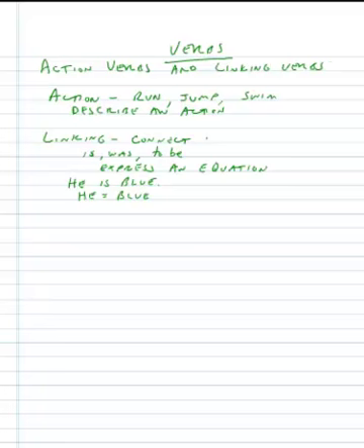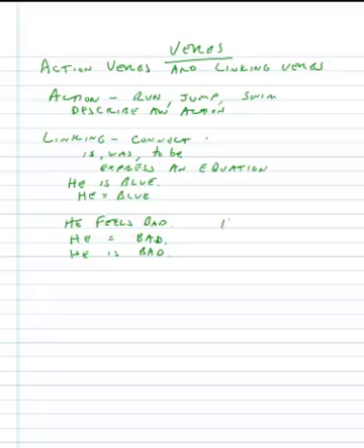So an example: he feels bad. He equals bad, or he is bad, shows that it's a linking verb. The sentence still makes sense. I substituted the word is, and it still makes sense. The equals also shows that it's a linking verb.